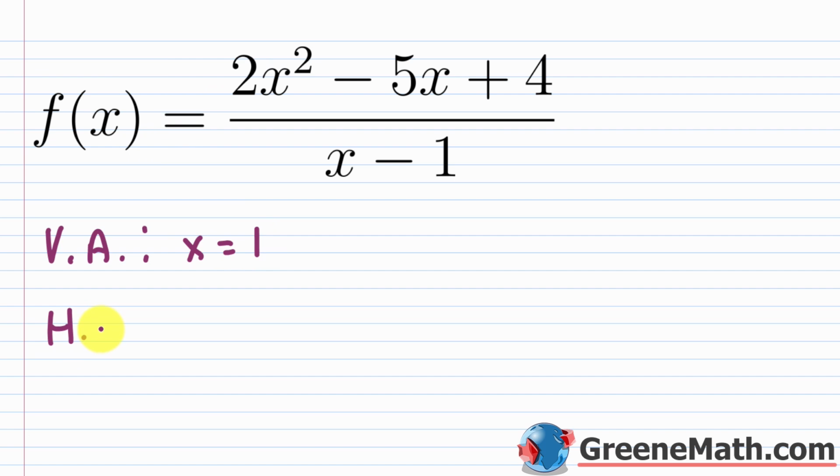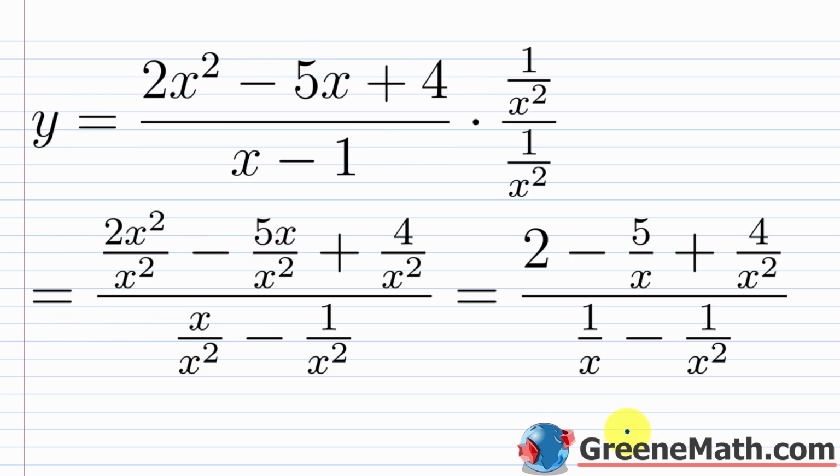For the horizontal asymptote, the degree in the numerator, which is 2, is greater than the degree in the denominator, which is 1. When that happens, you will not have a horizontal asymptote. You can just say that there's none. When it's exactly one more, you're going to have a slant asymptote. So I'm going to show you that in a moment. For right now, let me just show you why we can say there's no horizontal asymptote.